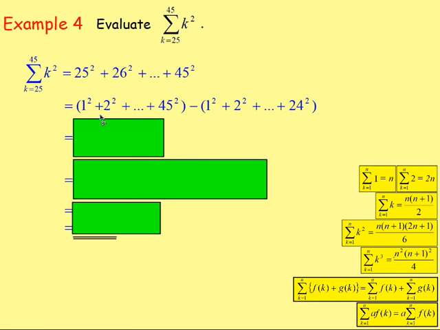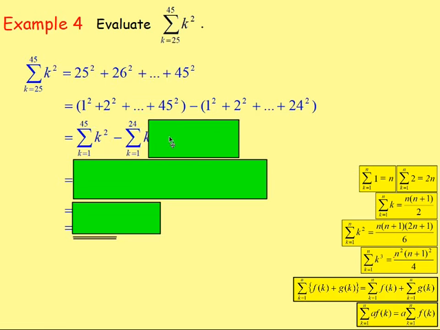The sum of 1 squared plus 2 squared all the way up to 45 squared is just going to be the sum of k squared going from 1 to 45. But again, we're missing the sum going from 1 to 24 of k squared. So you can write it as that. This is the stage where you can now use the formula. So the sum of k squared going from k is 1 up to 45 is just this here. So you're replacing n with 45 in here.